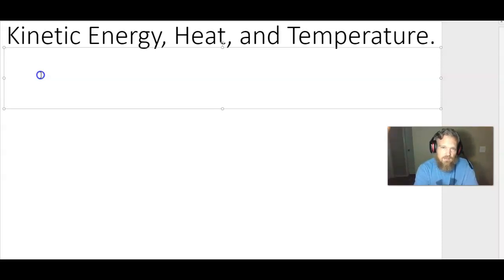But in physics, you should have learned that kinetic energy is energy of motion. So when an object is moving, it has kinetic energy, right? So if we were to look at some examples of this just for fun.